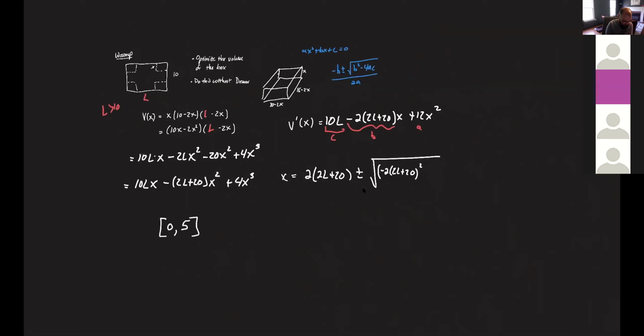Right, so this is negative b plus or minus the square root of b squared minus 4 times a, which is 12, times c, which is 10L, and all of this divided by 2 times 12. Okay, so what we're going to see is, again, our interval doesn't change. We could still cut none of the box. We could cut half of our smaller side, which is still 5. And then we have these two critical numbers that depend on the length, which we're calling L.